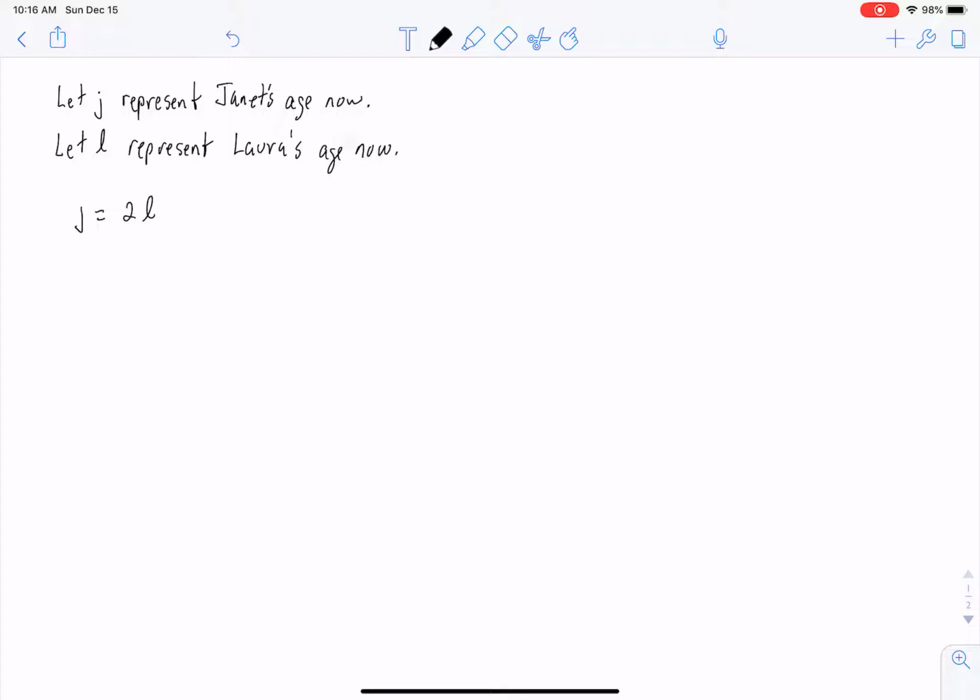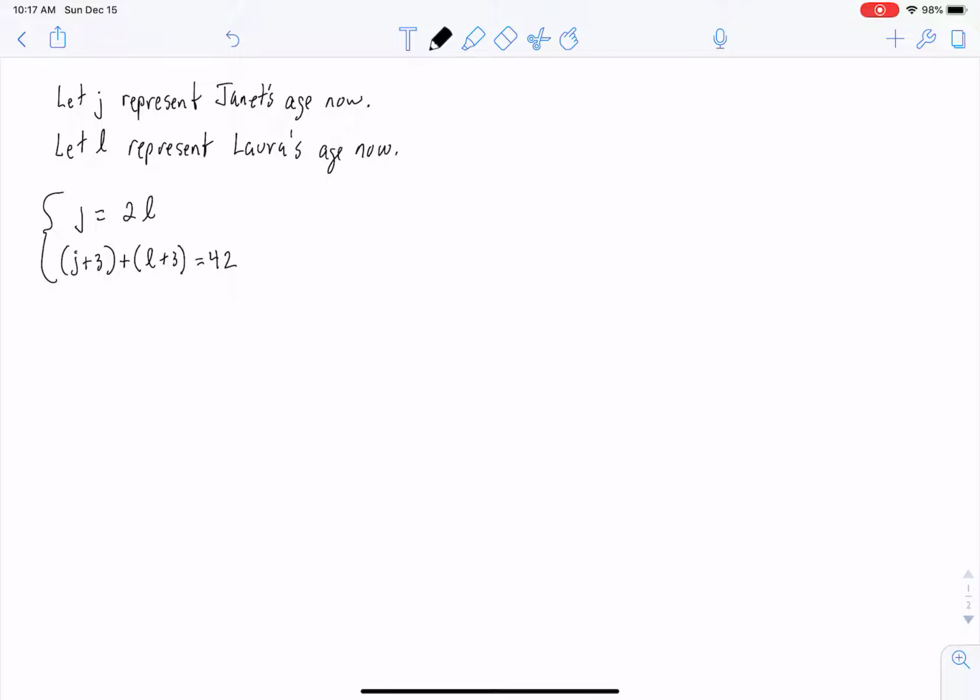So 3 years from now, Janet will be J plus 3. And Laura will be L plus 3. And it says 3 years from now, the sum of their ages, so we're going to add those, will be 42, equals 42. And I didn't need the parentheses there. I'm just doing that to show you that it's their two ages being added together.